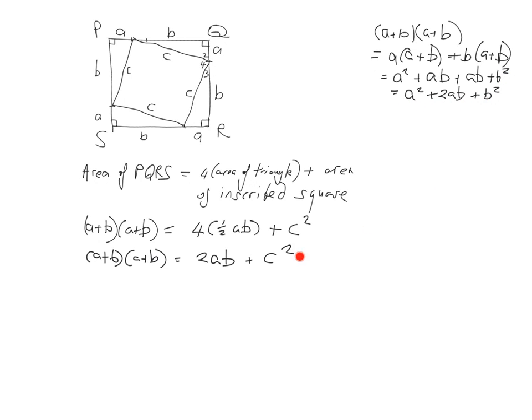So I'm now going to put that in instead of this. So we end up with a squared plus 2ab plus b squared equals 2ab plus c squared. Now if you notice, there's a 2ab here and there's a 2ab here, so we can just cross them out. They cancel each other, which leaves us with a squared plus b squared equals c squared, which is what we had to prove. Remember, that's the hypotenuse squared is equal to the sum of the squares of the other two sides. So we've now proven Pythagoras' theorem.